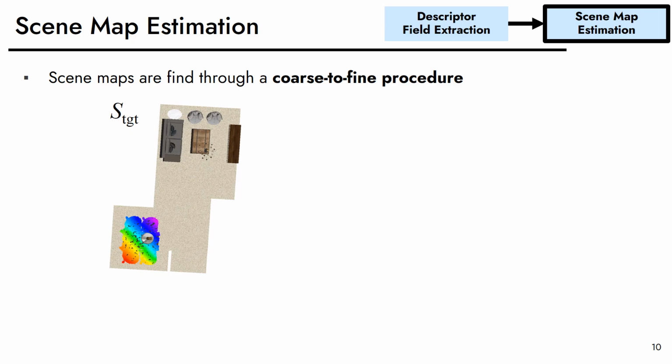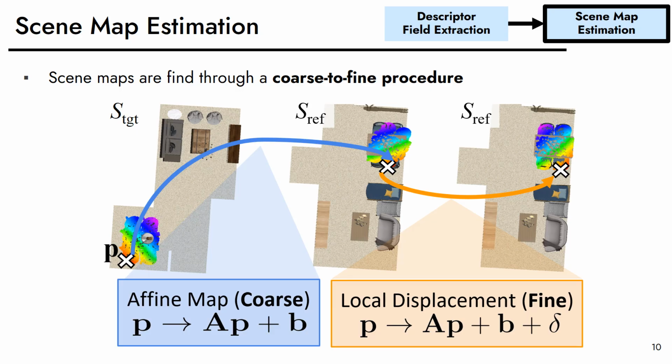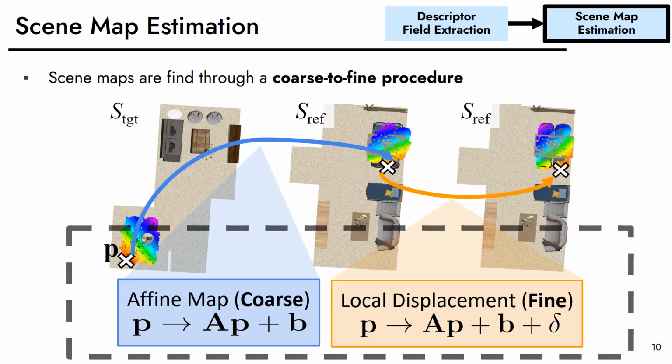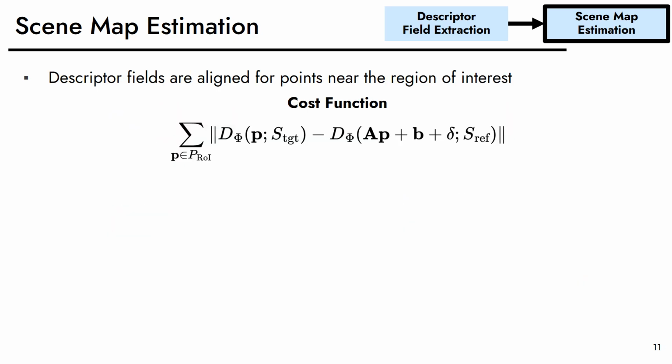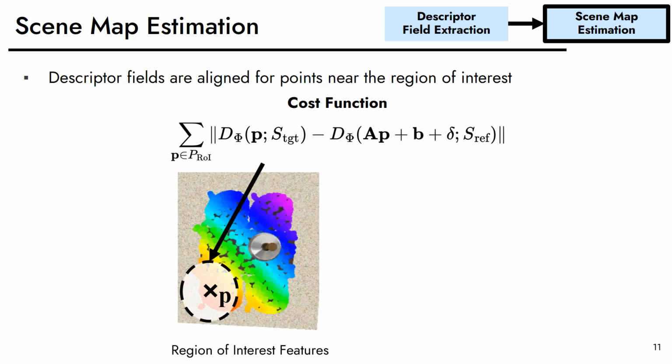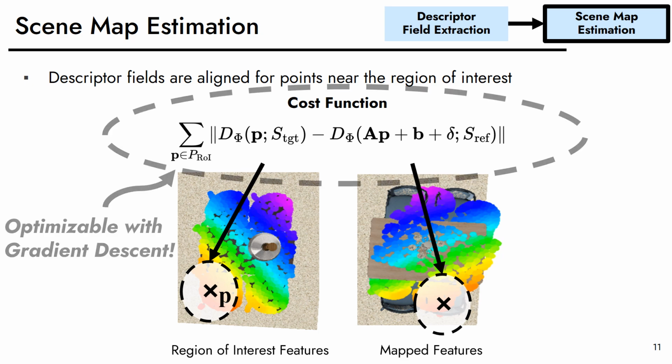Given the descriptor fields, we estimate scene maps through a coarse-to-fine process of first estimating affine maps and finding local displacements. Instead of finding point-wise matches, our approach finds the optimal mapping directly, which improves robustness to domain shifts and outliers. To elaborate, we align descriptor field values of points near the region of interest in the target scene and the warped points in the reference scene. As descriptor field values are standard neural networks, the cost function is differentiable and thus is optimized using gradient-based solvers.